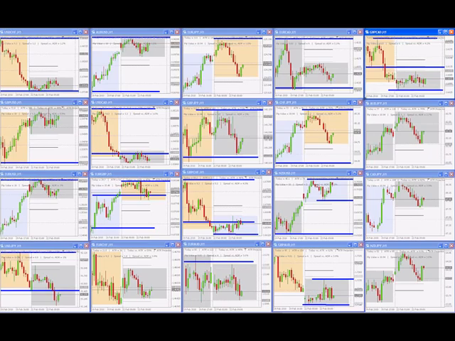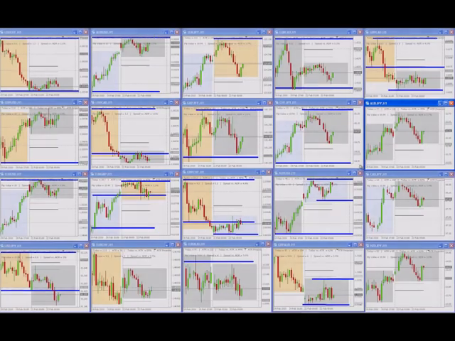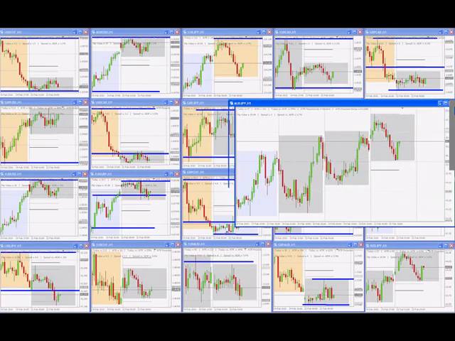Let's put it back in place. Okay, Australian dollar against the Japanese yen.